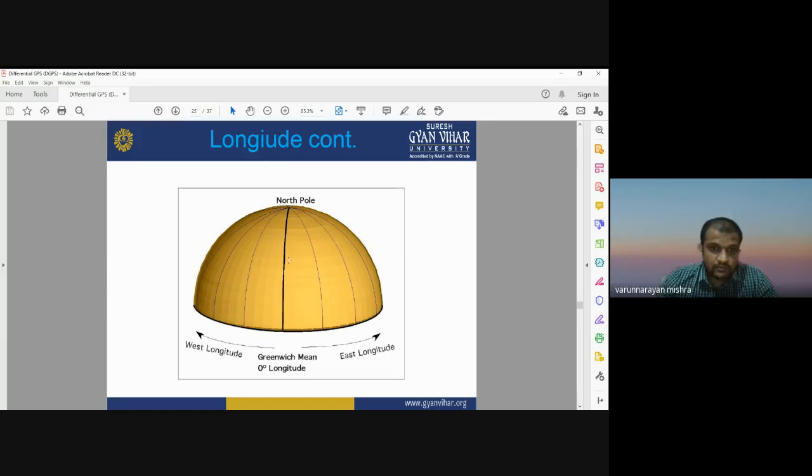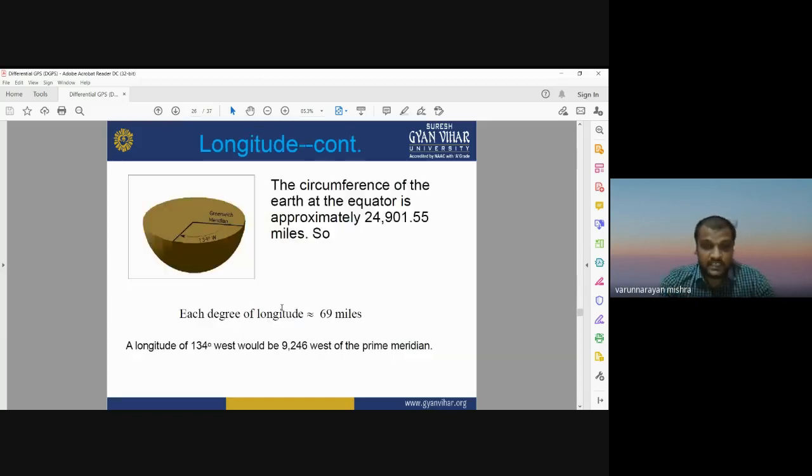So longitude measures the angle, the position with respect to the meridian. This is the longitude. It is the measurement of the angle with respect to the meridian line. The circumference of the earth at the equator is approximately 20,901 miles, so each degree of longitude is around 69 miles. This is the way in which you measure the longitude.